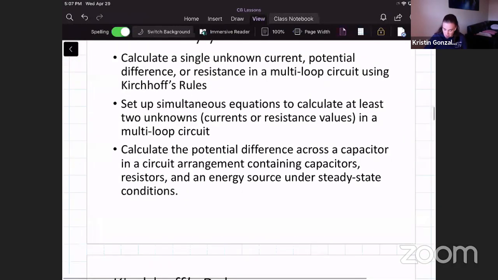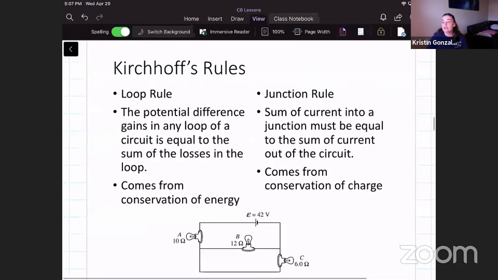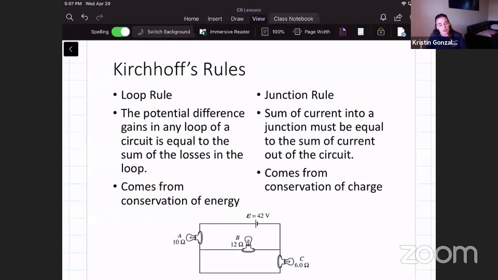Switch over here so I can draw. Let's review what these loop rules and junction rules are for Kirchhoff's rules. Our loop rule, remember, which was based on conservation of energy, is that if you go any one loop around your circuit, your potential gain should equal your potential drops. And our junction rule is that for any junction in your circuit, the amount of current going into that junction should equal the current out.